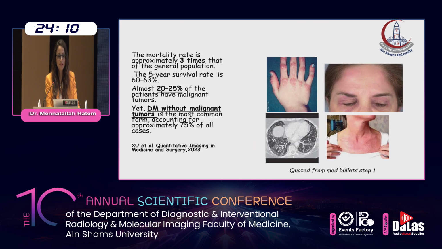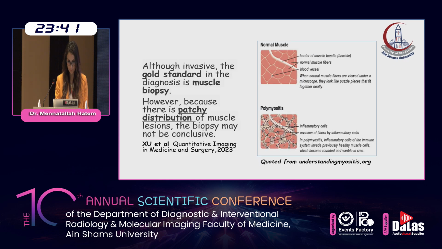The mortality rate is approximately three times greater than that of the general population. The 5-year survival rate is 60 to 63%. Almost 20 to 25% of the patients have malignant tumors. Yet, dermatomyositis without malignant tumors is the most common form, accounting for approximately 75% of all cases.